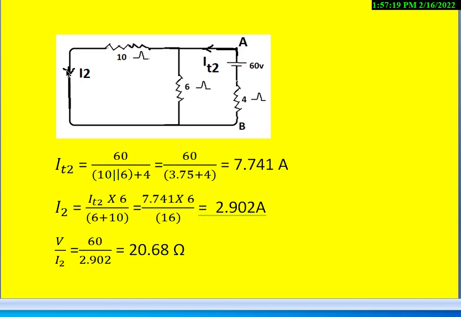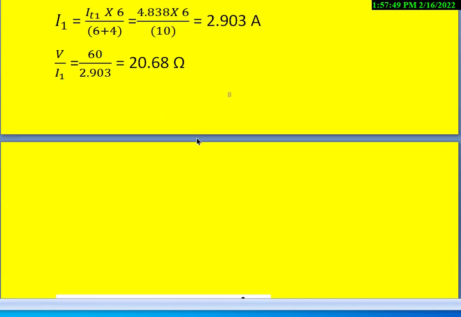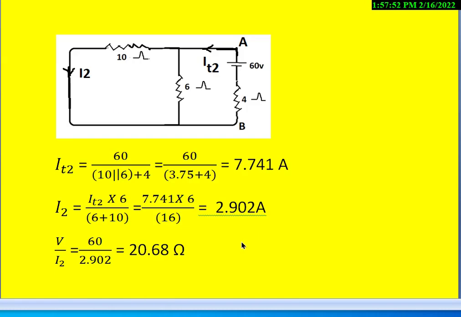Now, this original source branch current we call as response, whereas the excitation in the AB branch we call as 60 volts. So V divided by I2, that is 60 divided by 2.902, we get 20.68 ohms. So if we look at this value and the earlier value, both are one and the same. So this shows the reciprocity theorem is verified for the given circuit with respect to the terminals A and B.